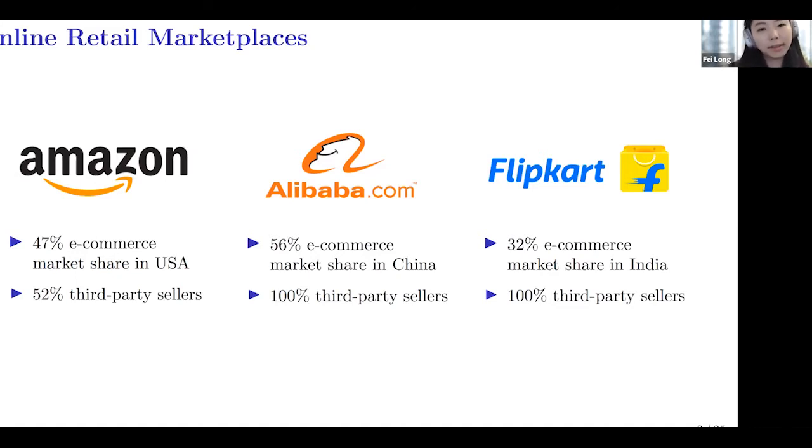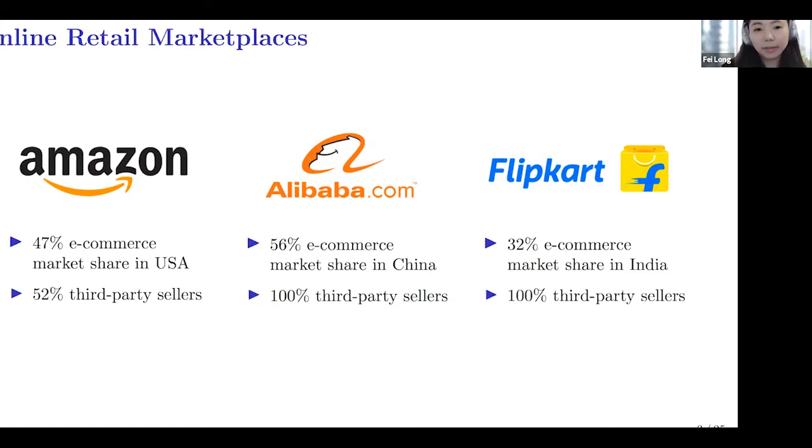So over the years, this marketplace model is getting more and more popular than the traditional resale models. Like Amazon, which started as a book reseller, now more than half the units sold on Amazon are actually from third-party sellers, so the marketplace model. Alibaba and Flipkart rely for most of their sales on third-party sellers. So this is like a marketplace where they can earn commissions for each sale.